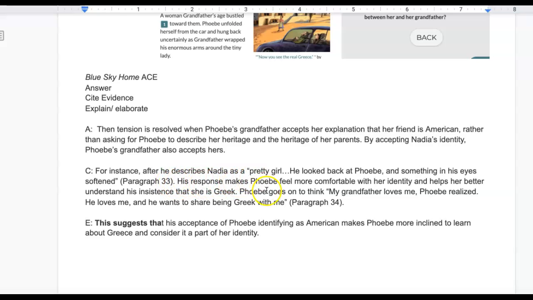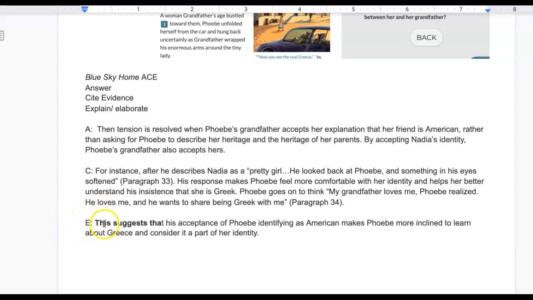His response makes Phoebe feel more comfortable with her identity and helps her better understand his insistence that she is Greek. Phoebe goes on to think, quote, my grandfather loves me. Phoebe realized, he loves me and he wants to share being Greek with me. Paragraph 34. So the question's been answered, evidence has been cited, and now explain it.